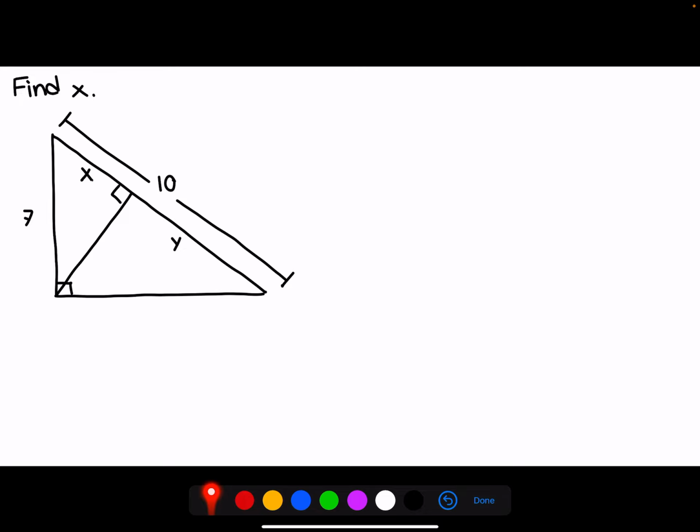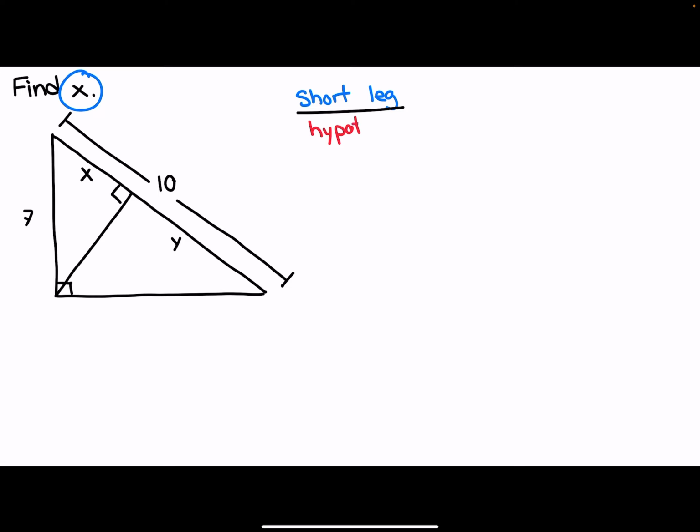So again, we look at which triangles x is a part of. Well, it's on the small triangle here, right? It's the short leg on the small triangle. And I also have the hypotenuse on the small triangle. So I'm going to use short leg and hypotenuse. Well, do I have short leg and hypotenuse on any other triangles here? Yeah. The large triangle, the big one overall. We have short leg of 7 and hypotenuse of 10. So using short leg over hypotenuse, we'll have the proportion of 7 over 10 equals x over 7.